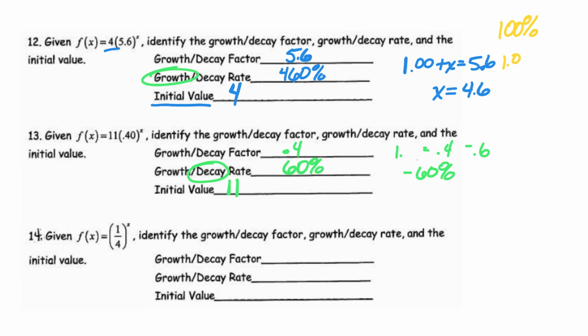Number 14, the initial value. Well, there's nothing in front of the fraction, but it's never nothing. Remember, we always have an understood 1. That's not an uncommon thing either, so this one is 1.